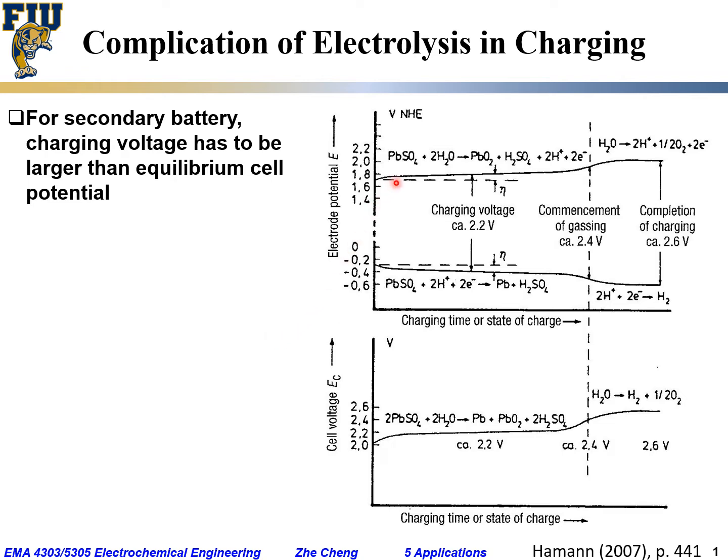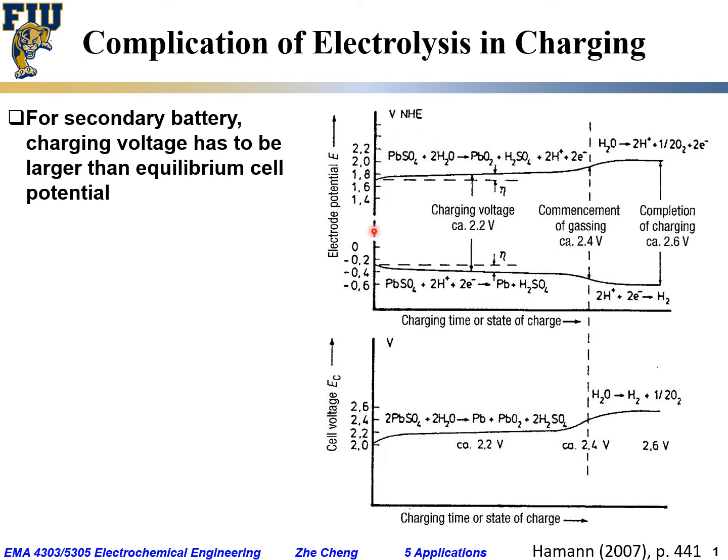Here, for example, we show the lead acid battery, the electrode potential for both the negative electrode and the positive electrode versus the charging time or state of charge. The bottom one is for the overall cell voltage. The top one shows the electrode voltage for the more positive electrode and the more negative electrode. For the more negative electrode, as we learned before, the electrode reaction is between lead and lead sulfate, while for the more positive electrode, the electrode reaction is between lead oxide and lead sulfate.